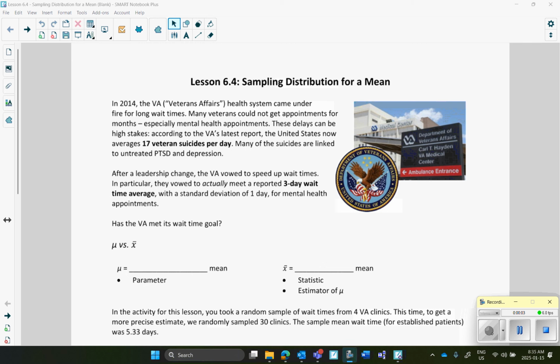So remember, we've been talking about sampling distributions, how they relate to a population distribution. We've been given information about the population, and then we've been able to find information about the sampling distribution and use it to solve some problems. Now, that's not normally the way it works.